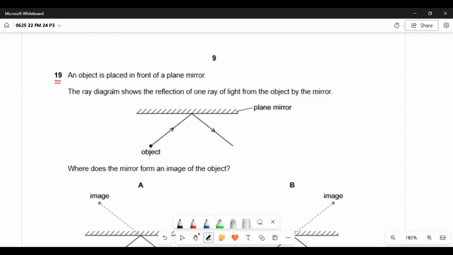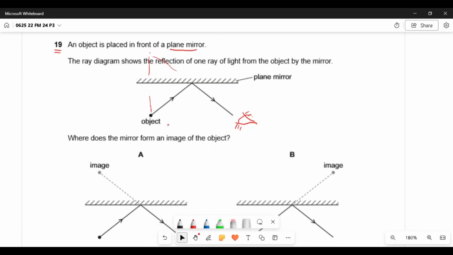19. An object is placed in front of a plane mirror. This is a plane mirror, this is the object. The ray diagram shows the reflection of one ray of light from the object. This is the reflected ray. I told you the plane mirror forms an image equal in distance on the opposite side, and if this is the object, the image will be at the same distance somewhere here, from where our eye can see the image, around, the ray is coming from that one.